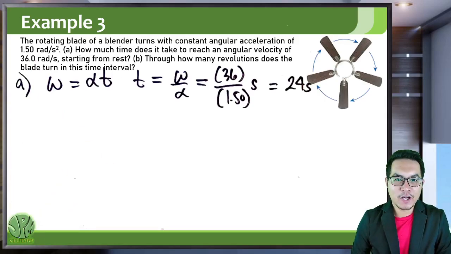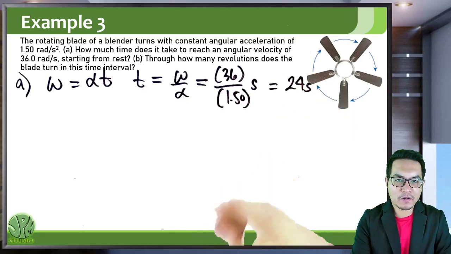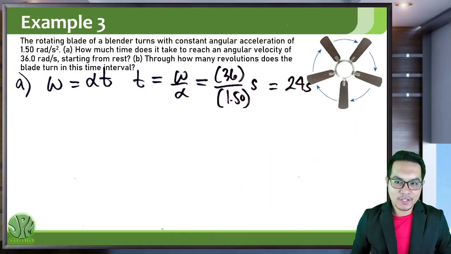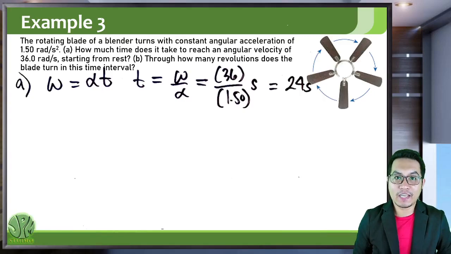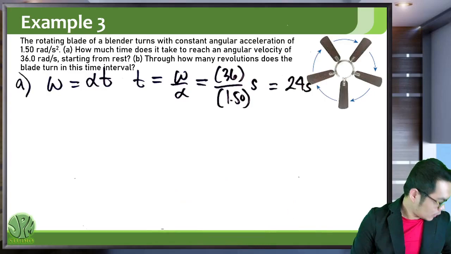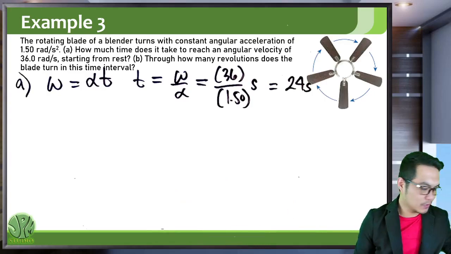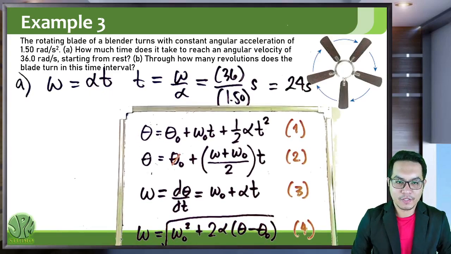Now for letter B, through how many revolutions does the blade turn in this time interval? So in the interval of 24 seconds, how many revolutions does the blade turn? That means we need to find the change in angular position, or the angular displacement. So what equation can we use? We already know the time. We are trying to find the angular displacement.